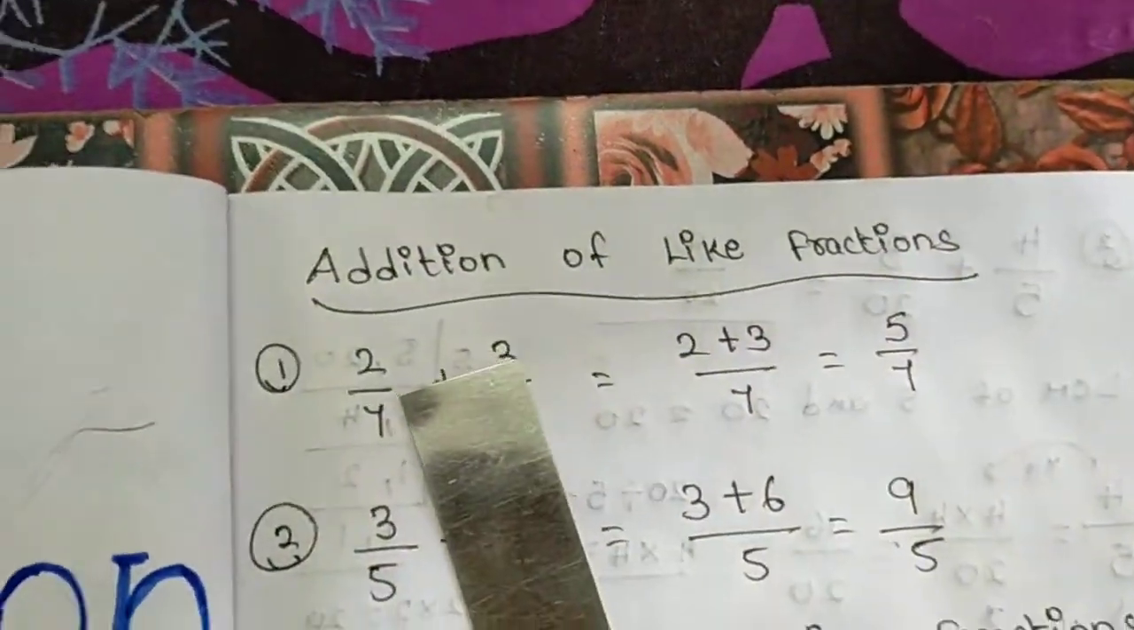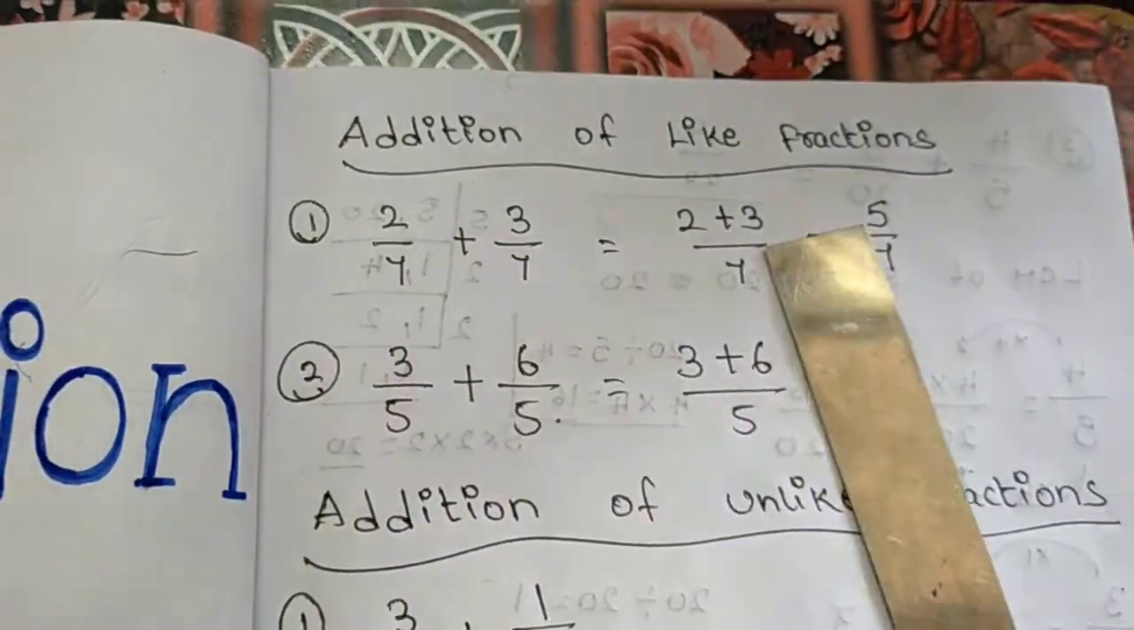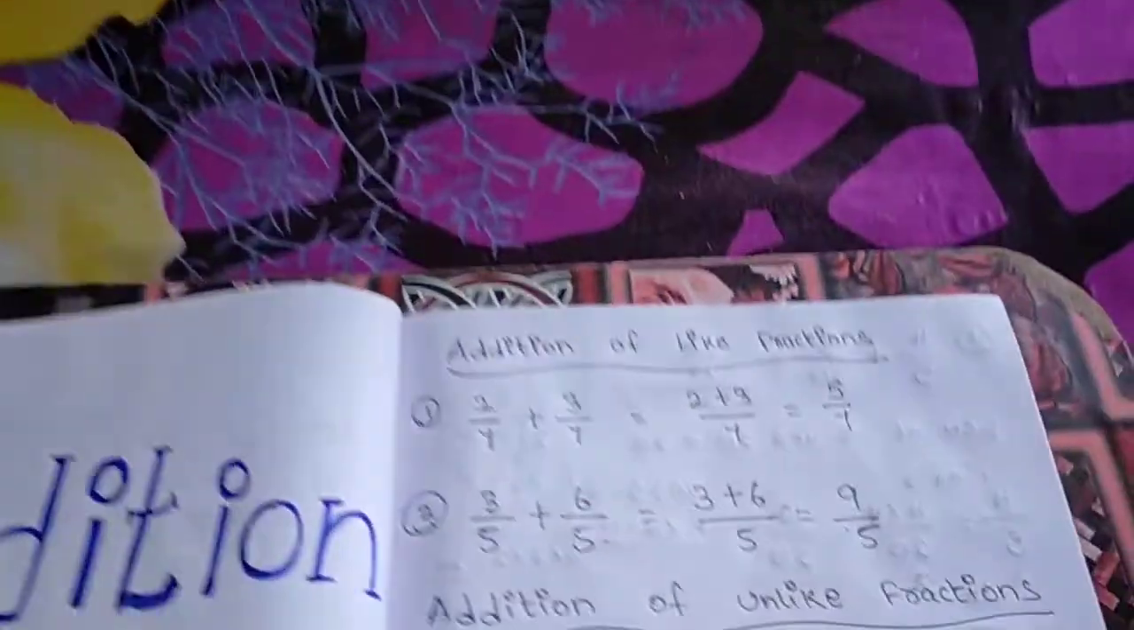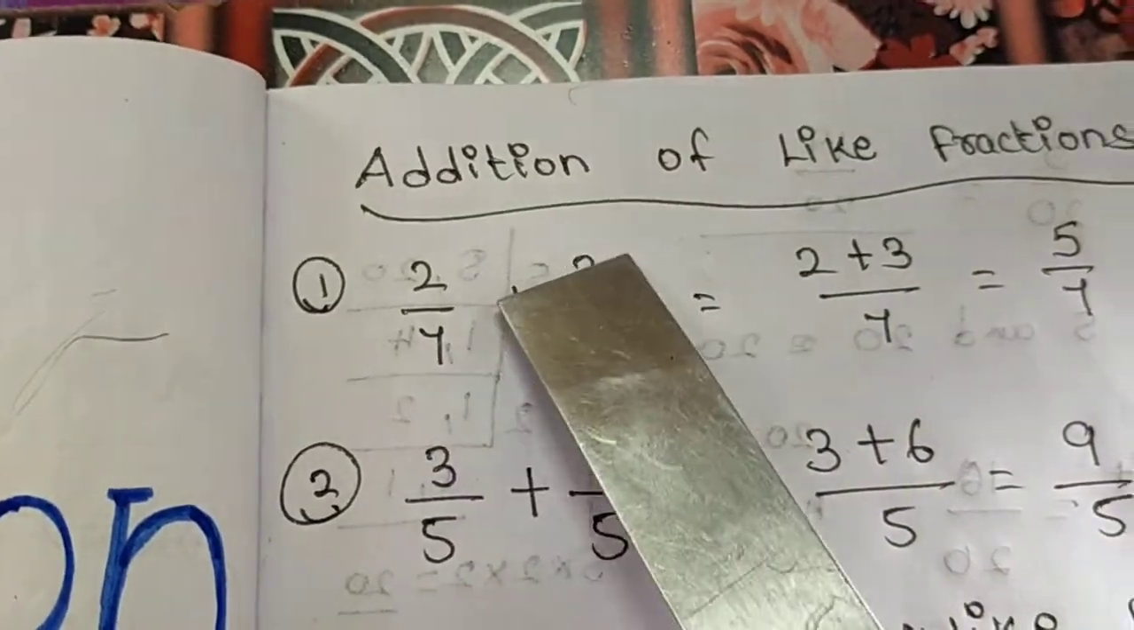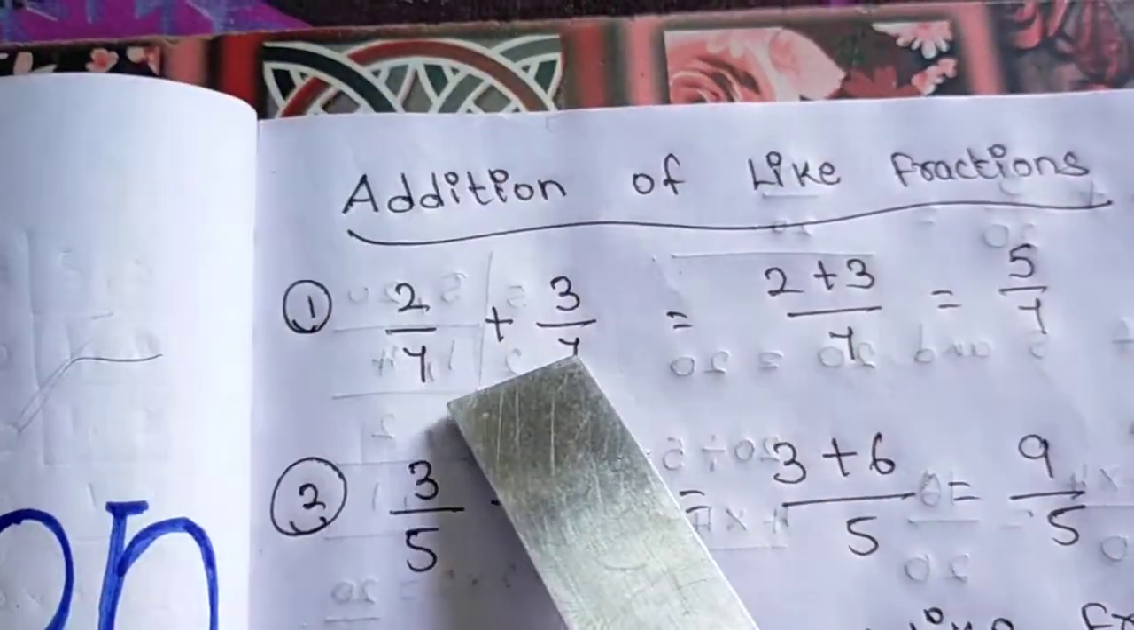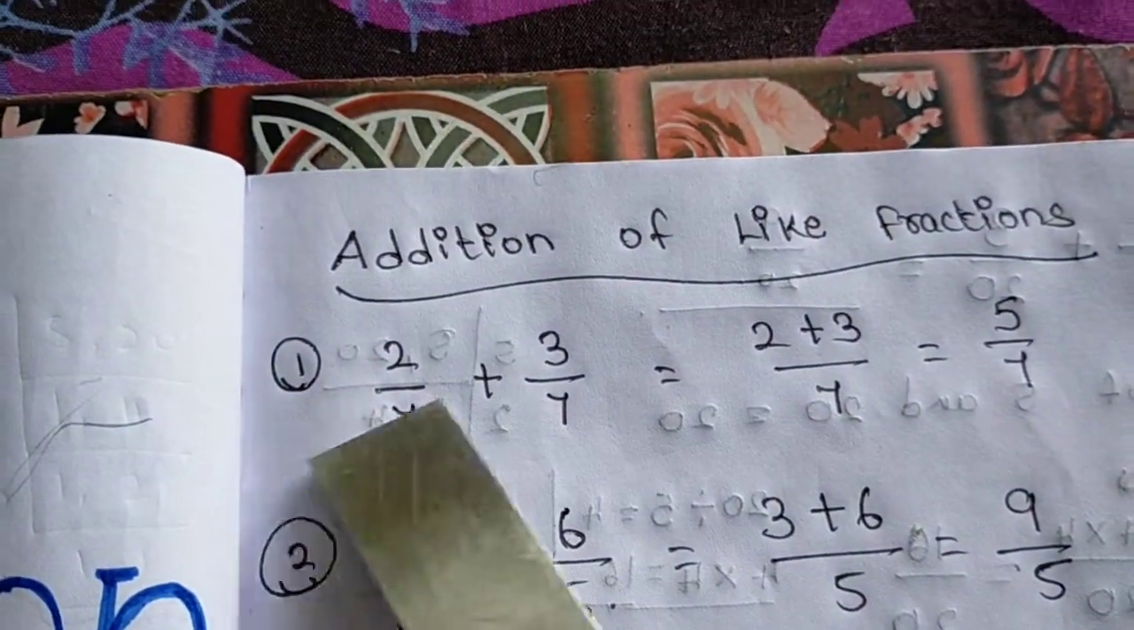Like fractions. Before moving ahead, tell me what are like fractions? The fractions which have same denominators are called like fractions. Very good. Thank God you remember this definition at least. There are different types of fractions and like fraction is one of them. As you can see here, there are two fractions, 2 by 7 plus 3 by 7. You have same denominators.